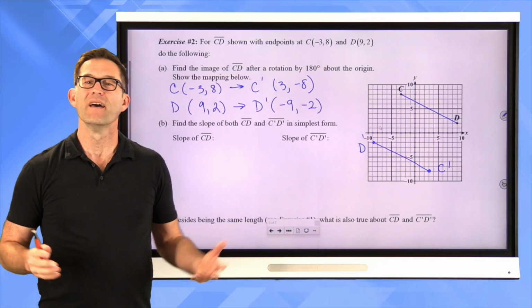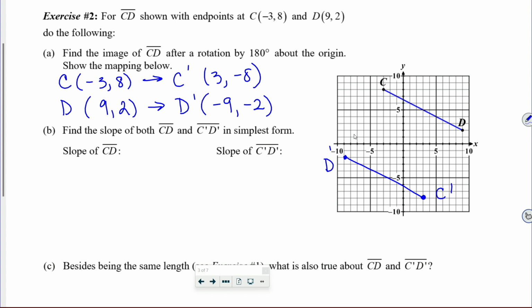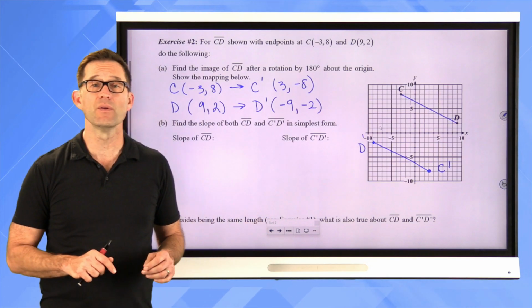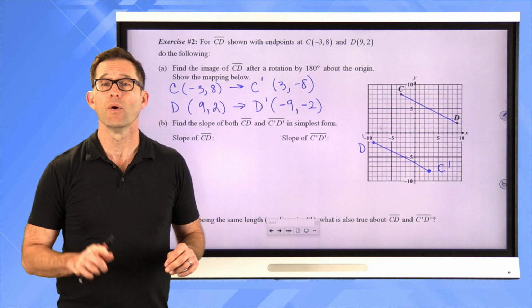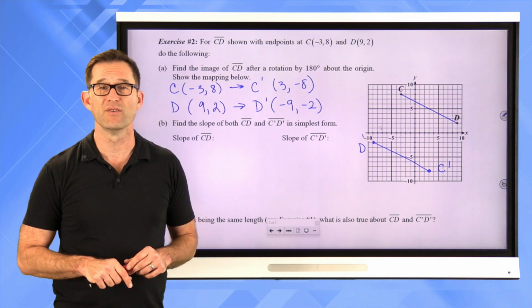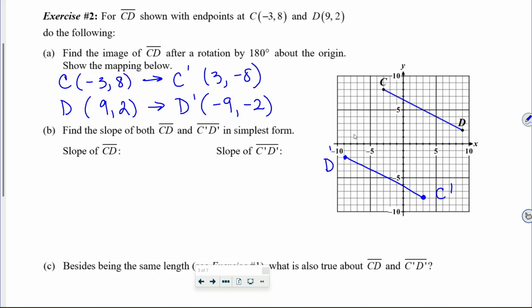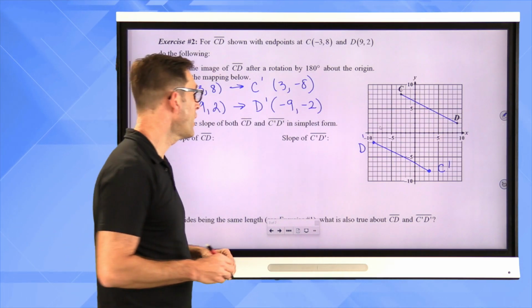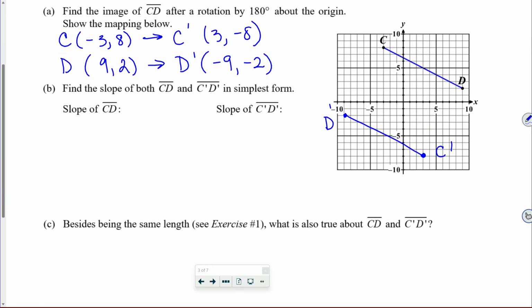Awesome. Letter B. Find the slope of both segment CD and segment C prime, D prime in simplest form. All right, great. So now I just want you to do the slope formulas on both of these. Why don't you pause the video and go ahead and do your slopes. All right, well, slope is change in y over change in x, and it doesn't matter which order we do them in. Let's do CD first.